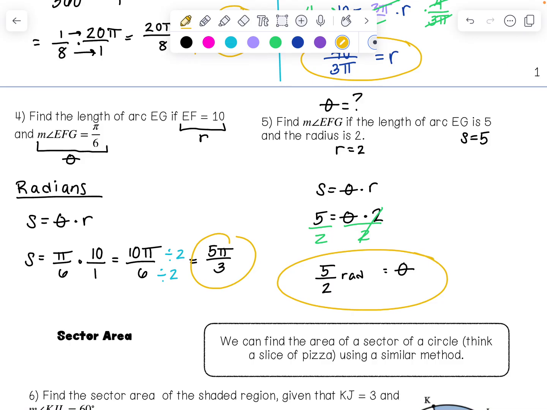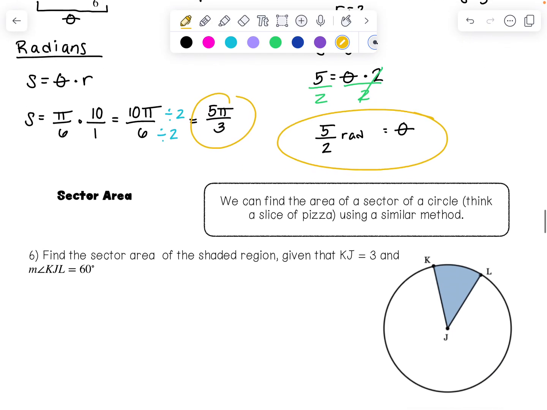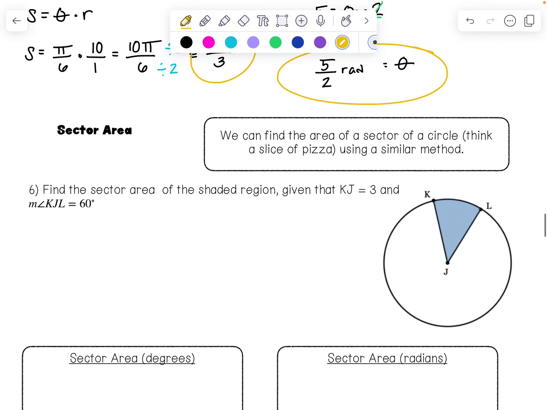So that's arc length. And sector area is very, very similar. The only thing that changes for sector area is that it's a fraction of the area and not a fraction of the circumference. And we know that the area formula for a circle is pi r squared. So that's the only thing that's going to change.